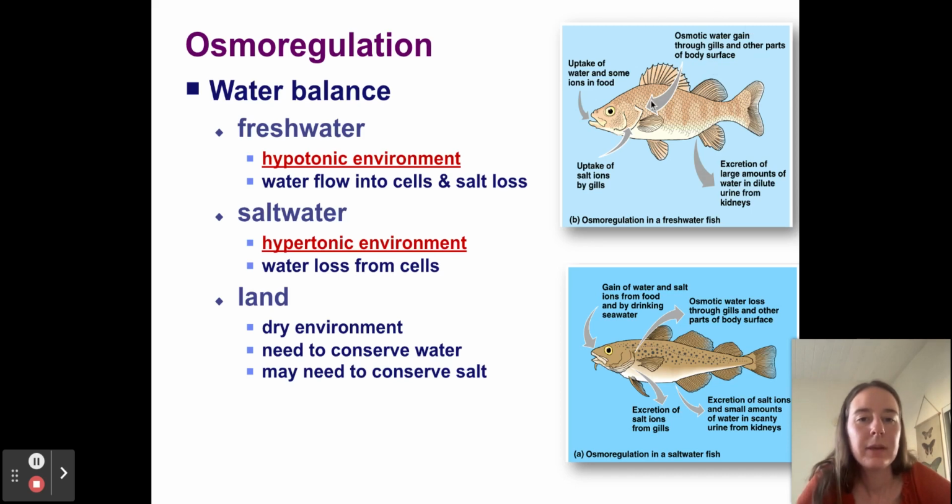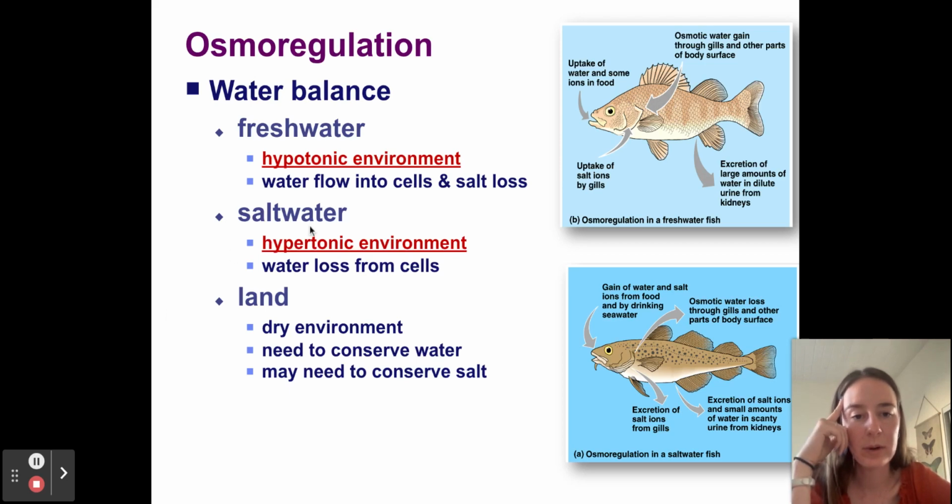Now, because the inside of the fish is hypertonic, basically what that means is there are more solutes dissolved in the fish compared to outside. There's more water on the outside than the inside. And so water will flow into the fish, right? The higher concentration of water on the outside will flow into the fish. So how does the fish survive and not just blow up? Well, what it does is excrete. It pees out a lot of water, urine from its kidneys, so it dumps out basically all the water that's coming in.